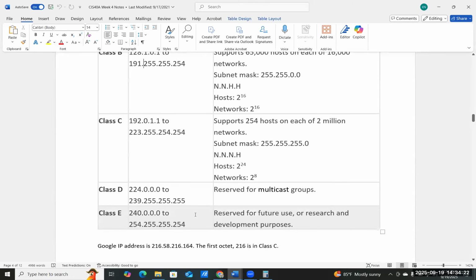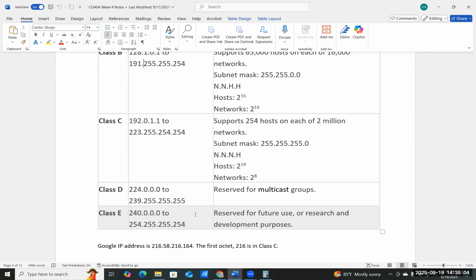And then class D and E, we do not assign IP addresses in this area. This is reserved for multicast groups. So when we say multicast, it's like if I'm sending to a group of systems, okay? In a network, I might have a group of servers, I might have a group of switches. So these IP addresses are used for multicast purposes. It's not broadcast. Broadcast is to all the systems. Multicast is to specific groups. Now, class E is specifically used for research purposes. We don't touch those. So these two are off the list, okay?